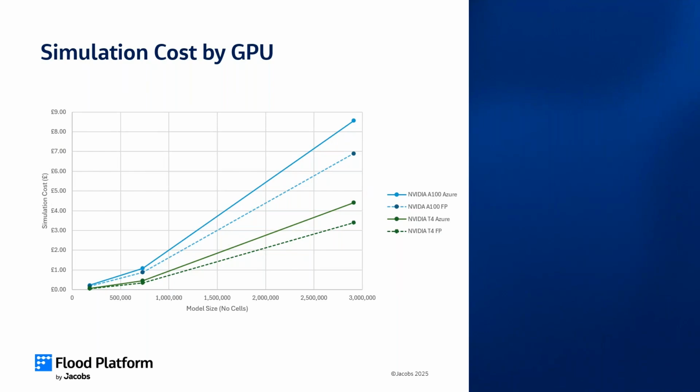And the reason for that is we get preferential rates from Microsoft as Jacobs. We buy a lot of compute and storage, and therefore we can pass those reduced rates on to our customers. So as well as the saved time and effort in terms of setup, you're also saving money in terms of the cost of actually running your models through Flood Platform.